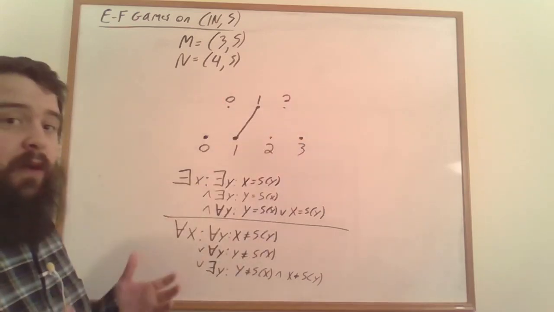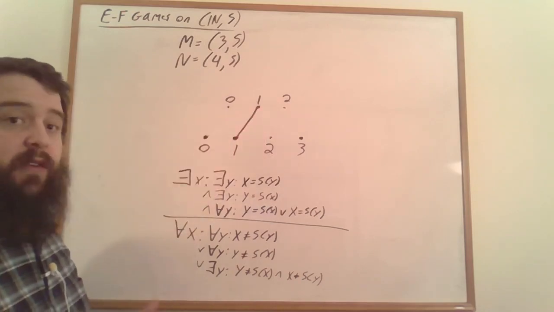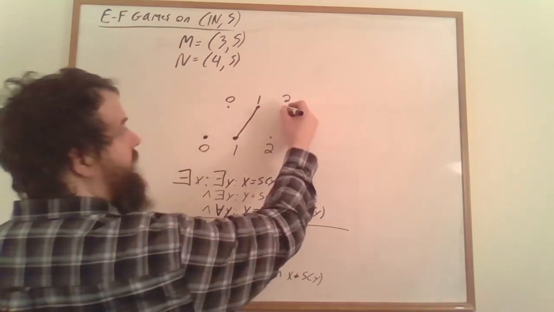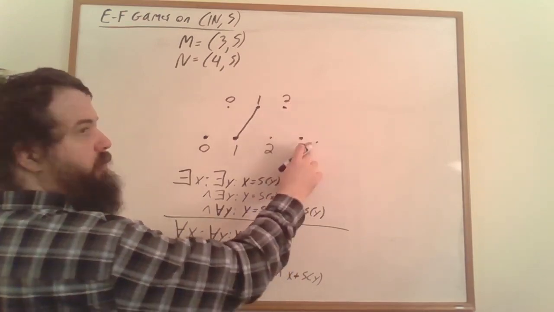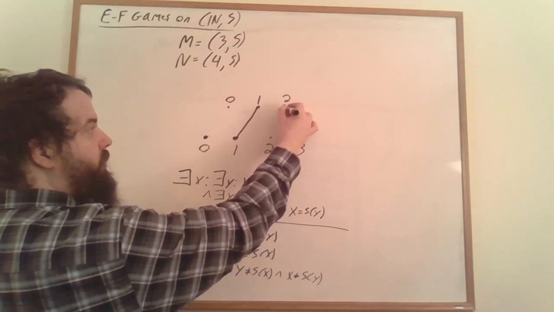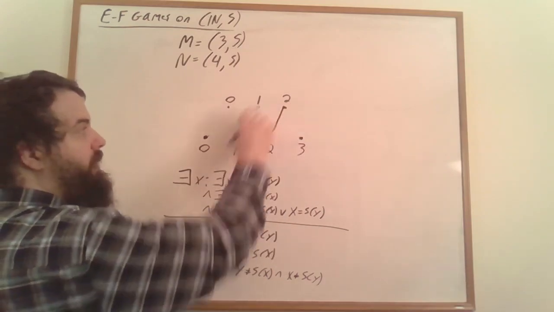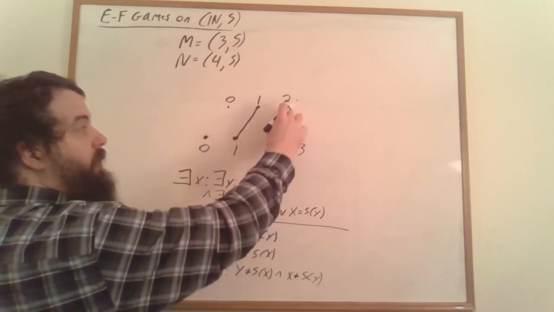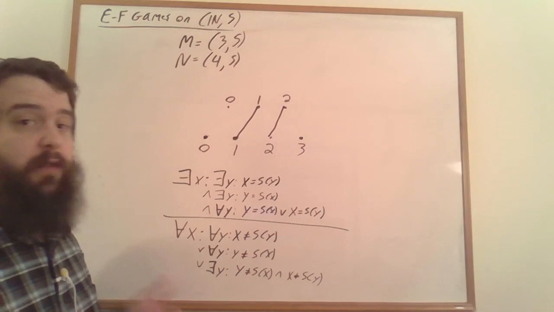But we are going to want to keep this match as part of the structure. For instance, if spoiler played here, duplicator wouldn't be allowed to play at either of these 2 points. Duplicator would be forced to play here, because we already have these points matched up, and so therefore these points need to be matched as the successor of those points.